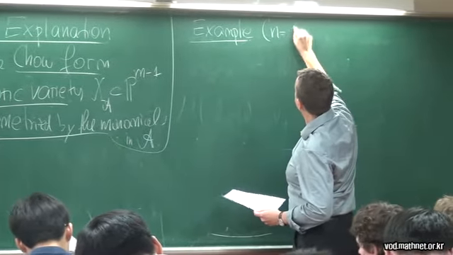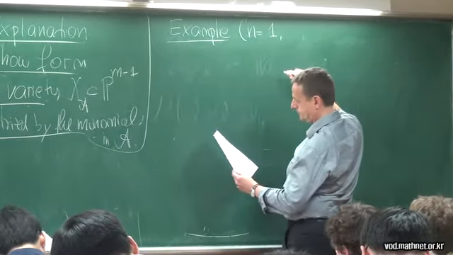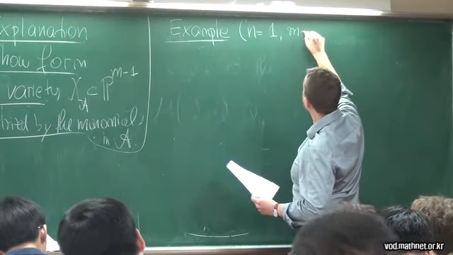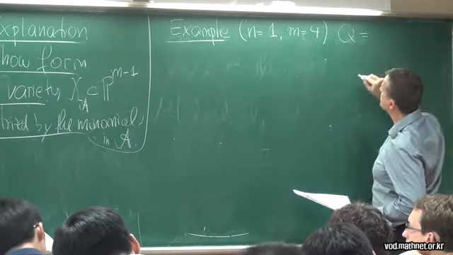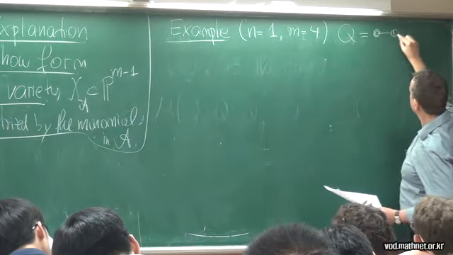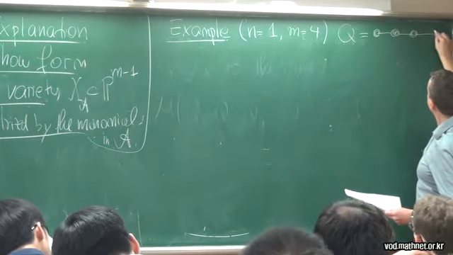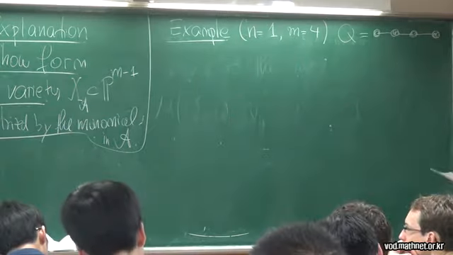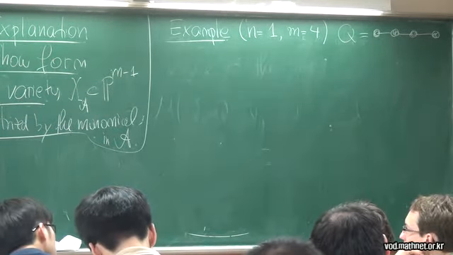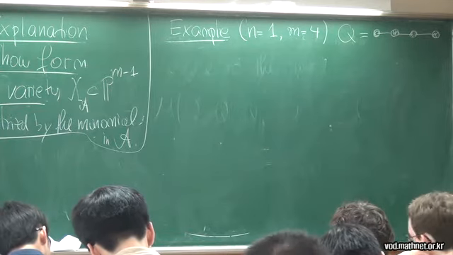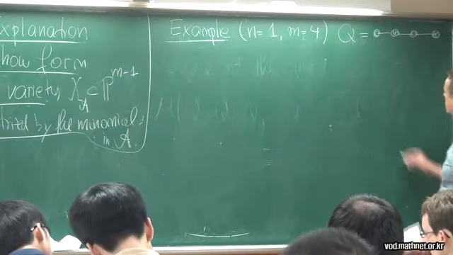So in this example, n is 1 and m is 4. So Q is a one-dimensional polytope. My one-dimensional polytope is a line segment of length 3. Okay? And it has m equals 4 lattice points.